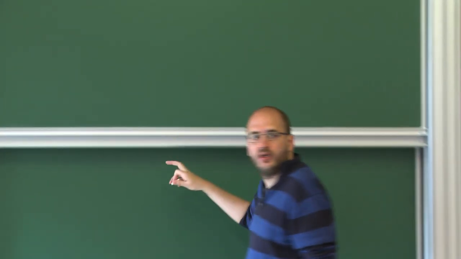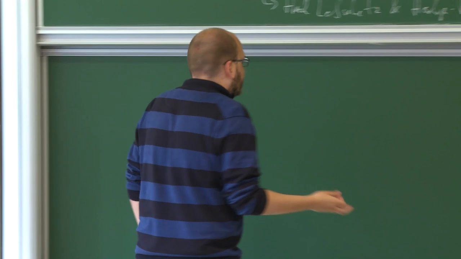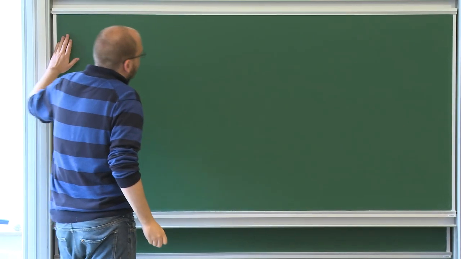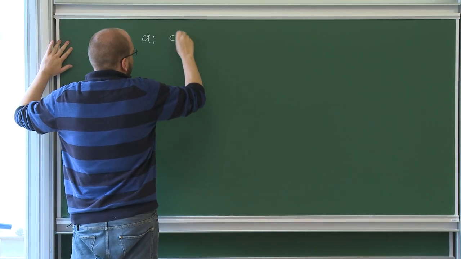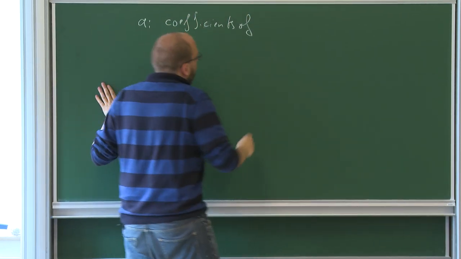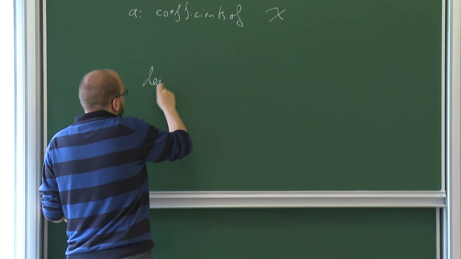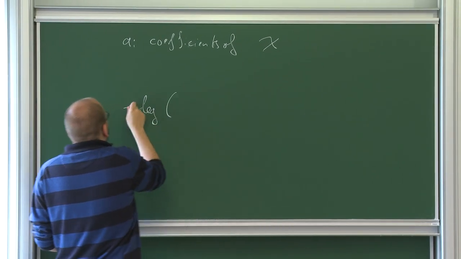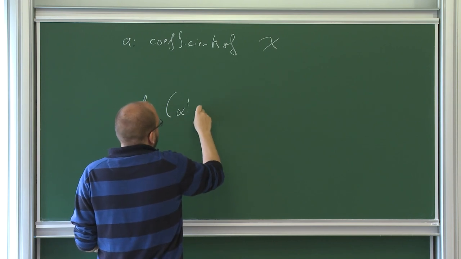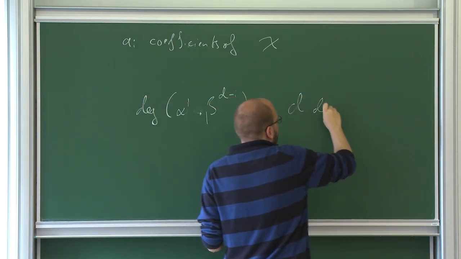So the a_i are the absolute values of the coefficients. They're alternating, and it's not hard to show that. So the a_i are the coefficients of the polynomial chi. And it turns out that you can compute them as intersection numbers: the absolute value of these is the intersection number of alpha to the i times beta to the d minus i, where d is the degree of the fundamental class.